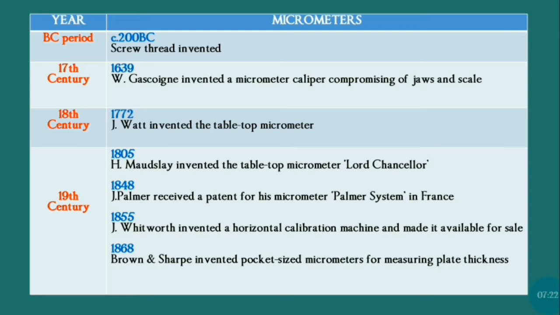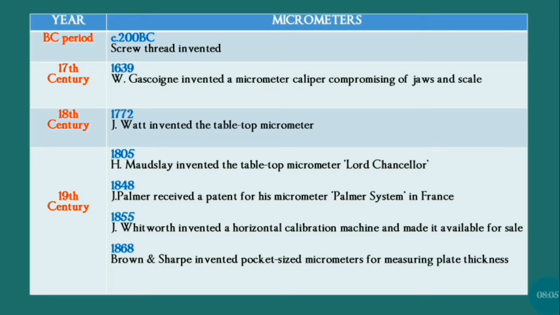Next, during the 19th century, specifically in 1805, Henry Maudslay invented the tabletop micrometer, or what we call Lord Chancellor. In the early part of the 19th century, Sir Henry Maudslay was known as the producer of the best machine tools in London. His tabletop micrometer, called Lord Chancellor, was the most precise of that day and considered as the beginning of precision measuring instrument.